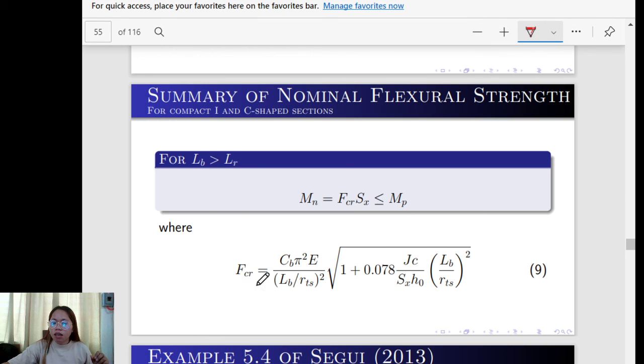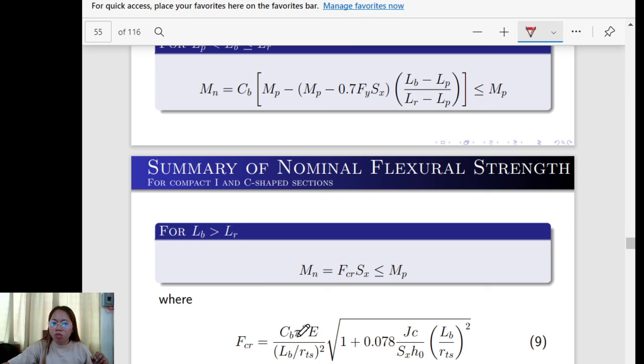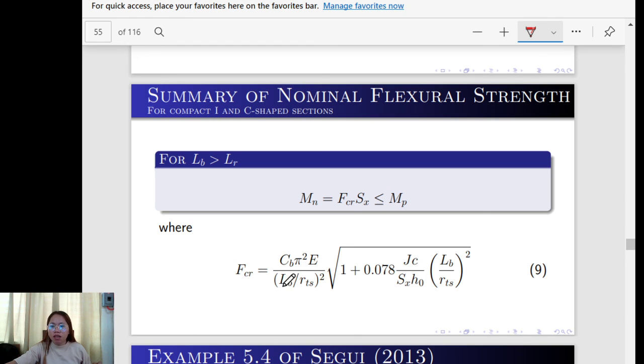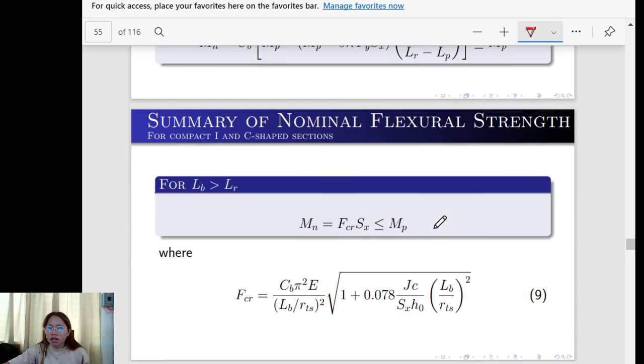Where F sub cr, the critical buckling stress, is equal to C sub b pi squared E over L sub b over r sub ts, squared. Yes, this was discussed earlier. This is just a summary of what was discussed. So, C sub b pi squared E over L b over r ts squared, times the square root of 1 plus 0.078 J c over S x h sub 0 times L b squared over r ts squared. So, we have this example.